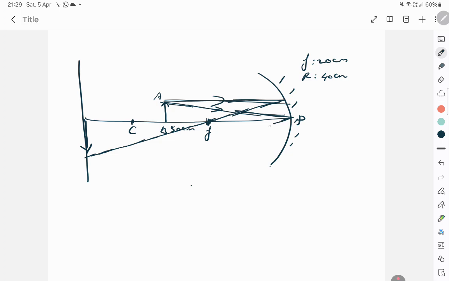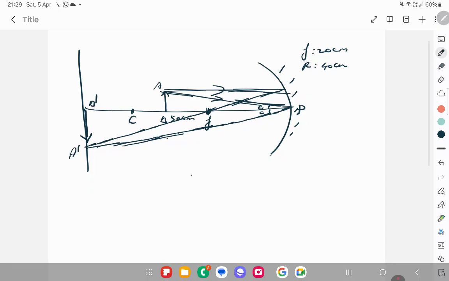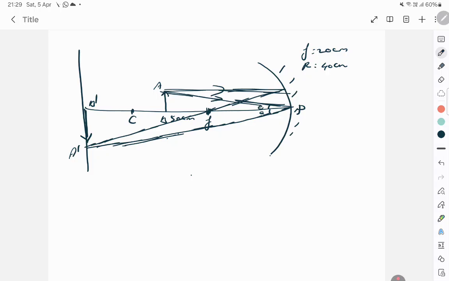It will get reflected back, making the same angle. This is theta, this theta, and so it will get reflected back with the same angle, thereby forming an image here, and you get an inverted image. This is B dash, A dash. It's an inverted image by the concave mirror, for which the object has to be between C and F. And the image that you get here will be an enlarged real inverted image.